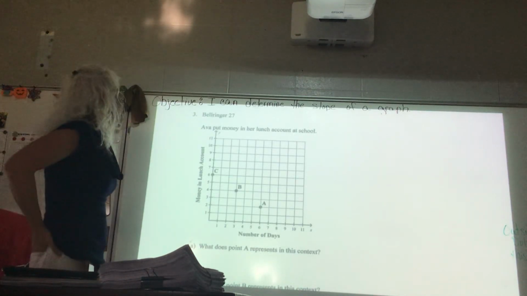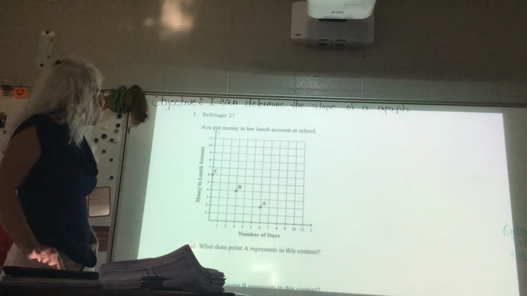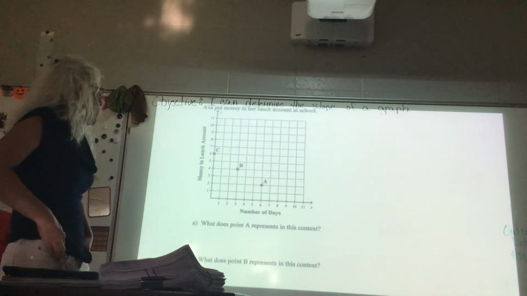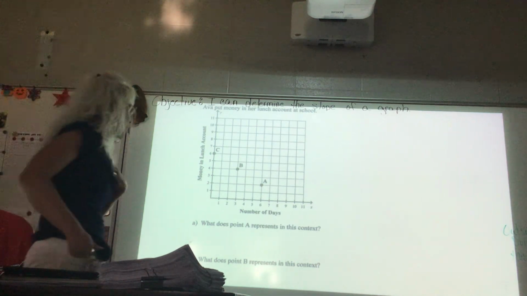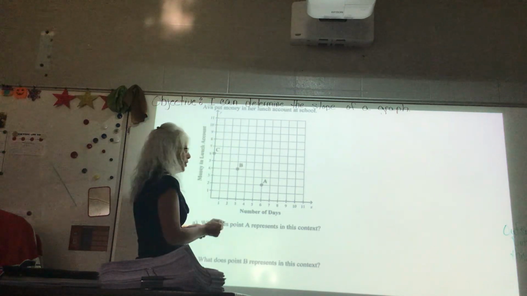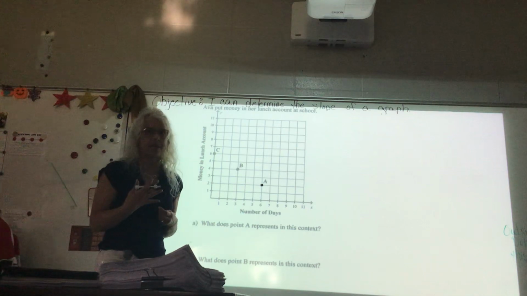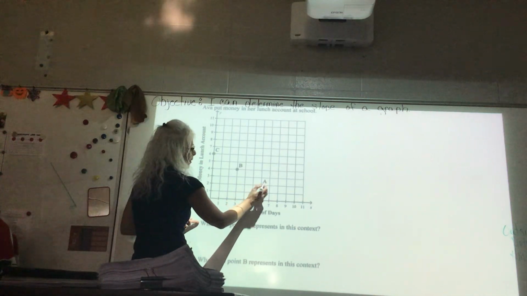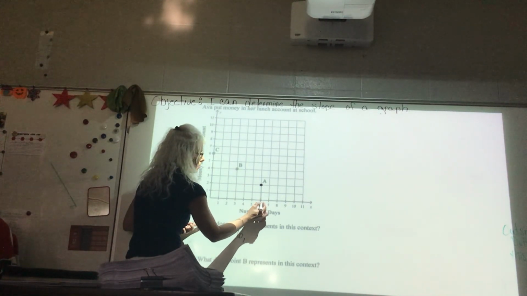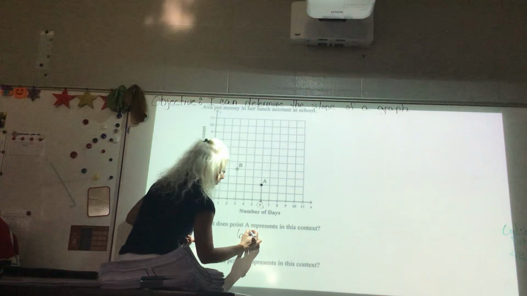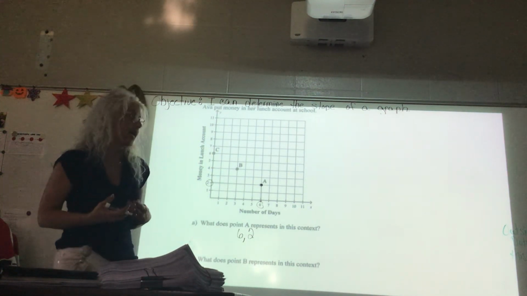Alright, so on Bellringer 27, it says Ava puts money in her lunch account at school. Part A, what does point A represent in this context? So, to go to point A, I need to figure out what A means in this context. So point A is located at ordered pair 6, 2. But we need to know what that means about Ava and the money in her lunch account.